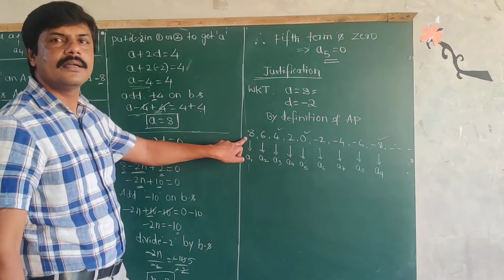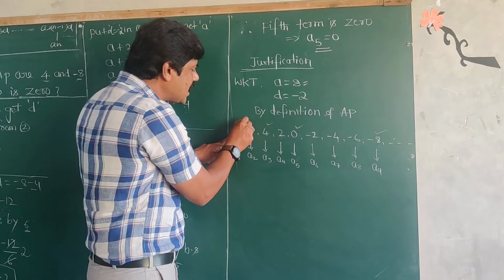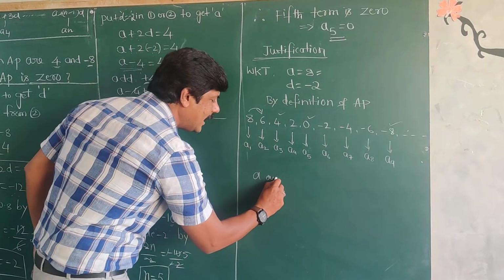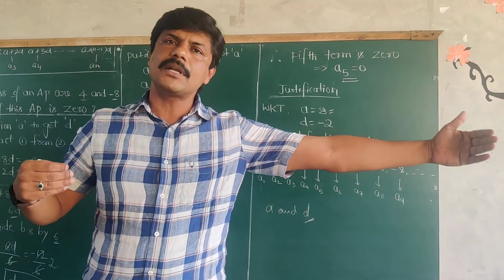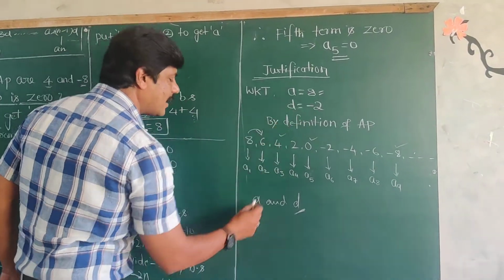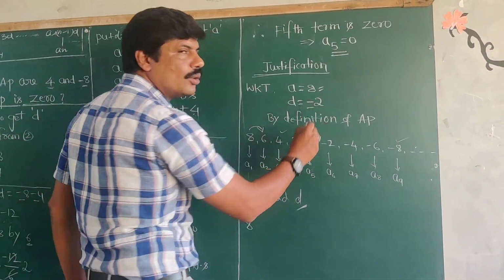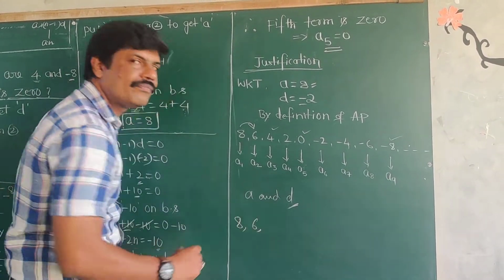Now, A we have got here. A is nothing but 8. How do you get the next subsequent term? By adding D. If we have A and D, then n number of AP numbers we can form. Understand, children? So now we have got A. A is nothing but 8. How do you get the next number? Add minus 2. When you add minus 2, 8 minus 2 is 6.